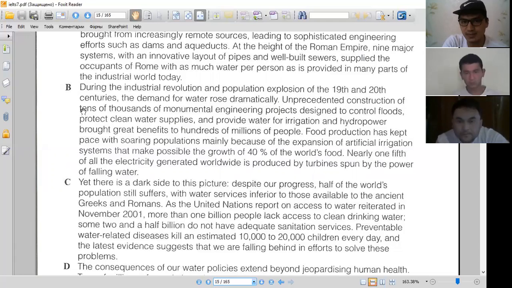Unprecedented construction of tens of thousands of monumental engineering projects designed to control floods, protect clean water supplies, and provide the water for irrigation and hydropower brought great benefits to hundreds of millions of people. Food production has kept pace with soaring populations, mainly because of the expansion of artificial irrigation systems that make possible the growth of 10 to 40% of the world's food.